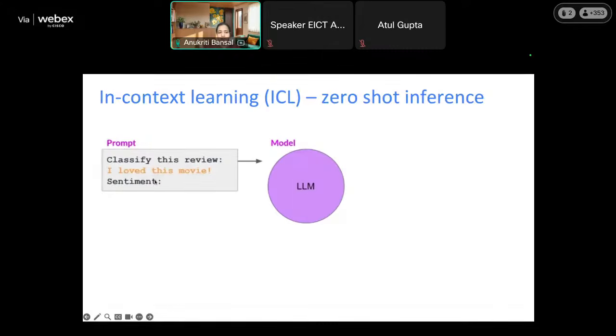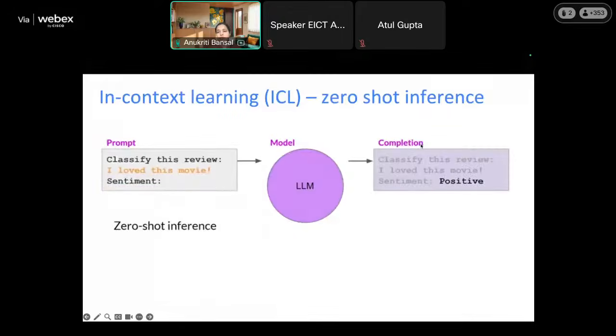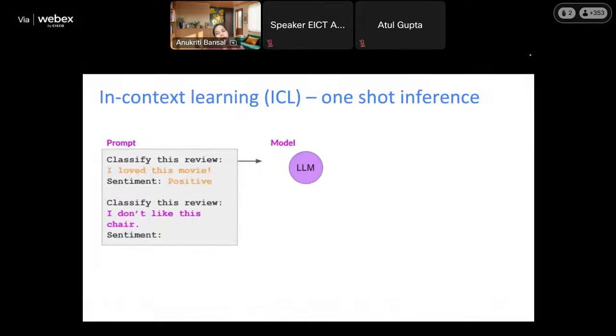I've not provided any example. I've just provided the question and what my expected output is. So my model will generate positive. This is called zero shot inference, where I have only provided the question and what kind of output I'm expecting. If I provide some example to my model, if I provide one example, it is called one shot inference.